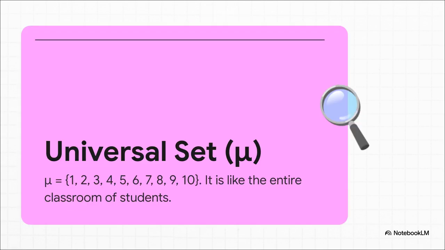To kick things off, we've got to define our world for this problem. In set theory, the universal set, that little mu symbol right there on the screen, is literally everything. Think of it like an entire classroom of students. Since the question specifically told us x is an integer from 1 to 10, our universal classroom has exactly 10 students in it, numbered 1 through 10. That's it. No decimals, no fractions. Everything we do in this entire problem is going to exclusively use these 10 whole numbers.